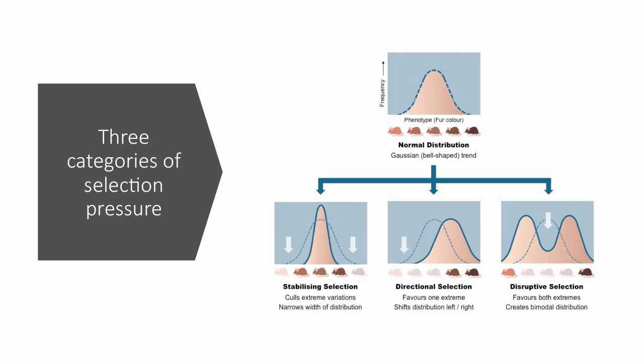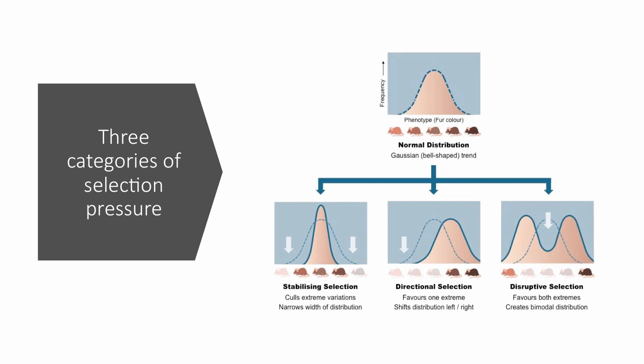So there are three categories of selection pressure. You have stabilizing selection, you have directional selection, and you have disruptive selection. Stabilizing selection narrows the distribution of the population, so the extremes, those with, in this case, large and small beaks, would have been selected against, and those with medium-sized beaks would have been selected for.